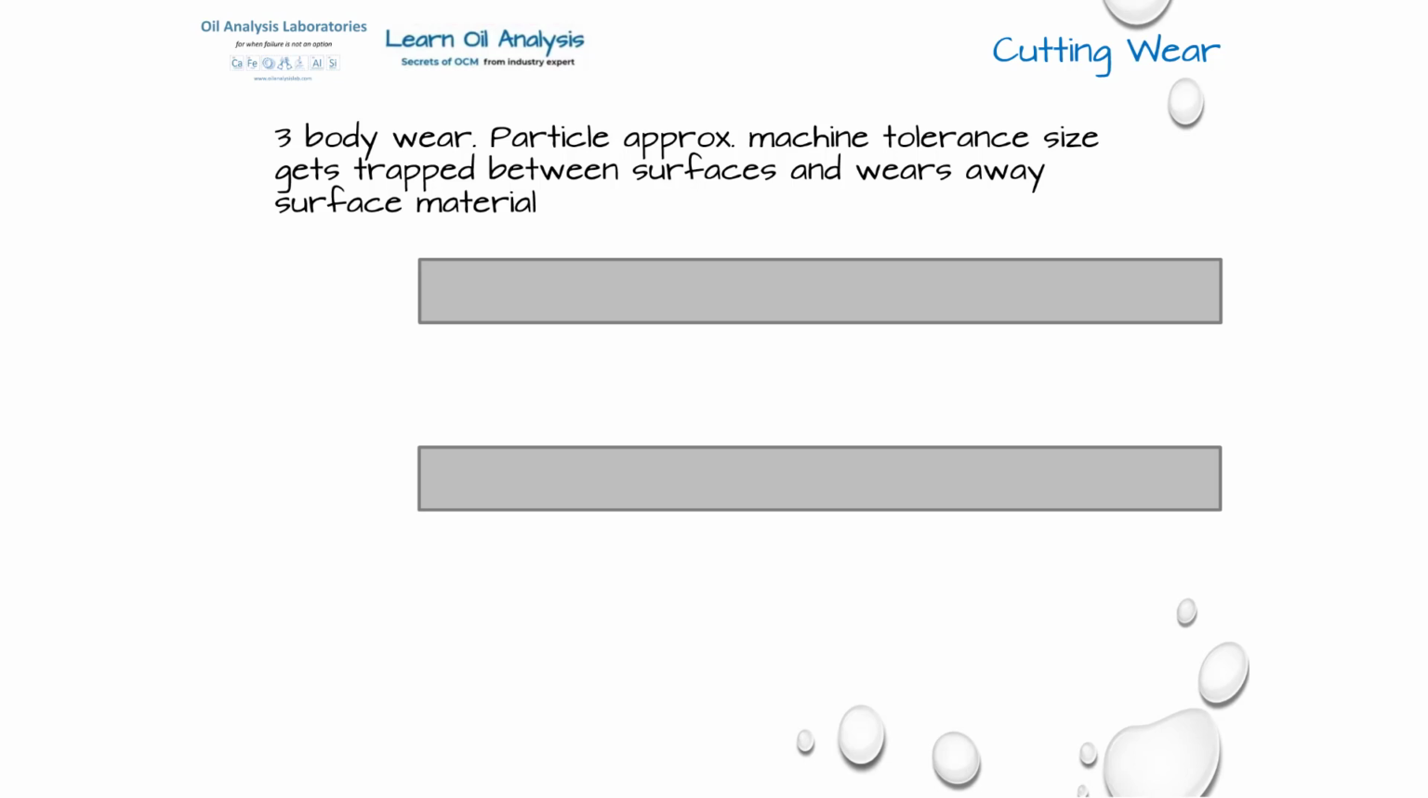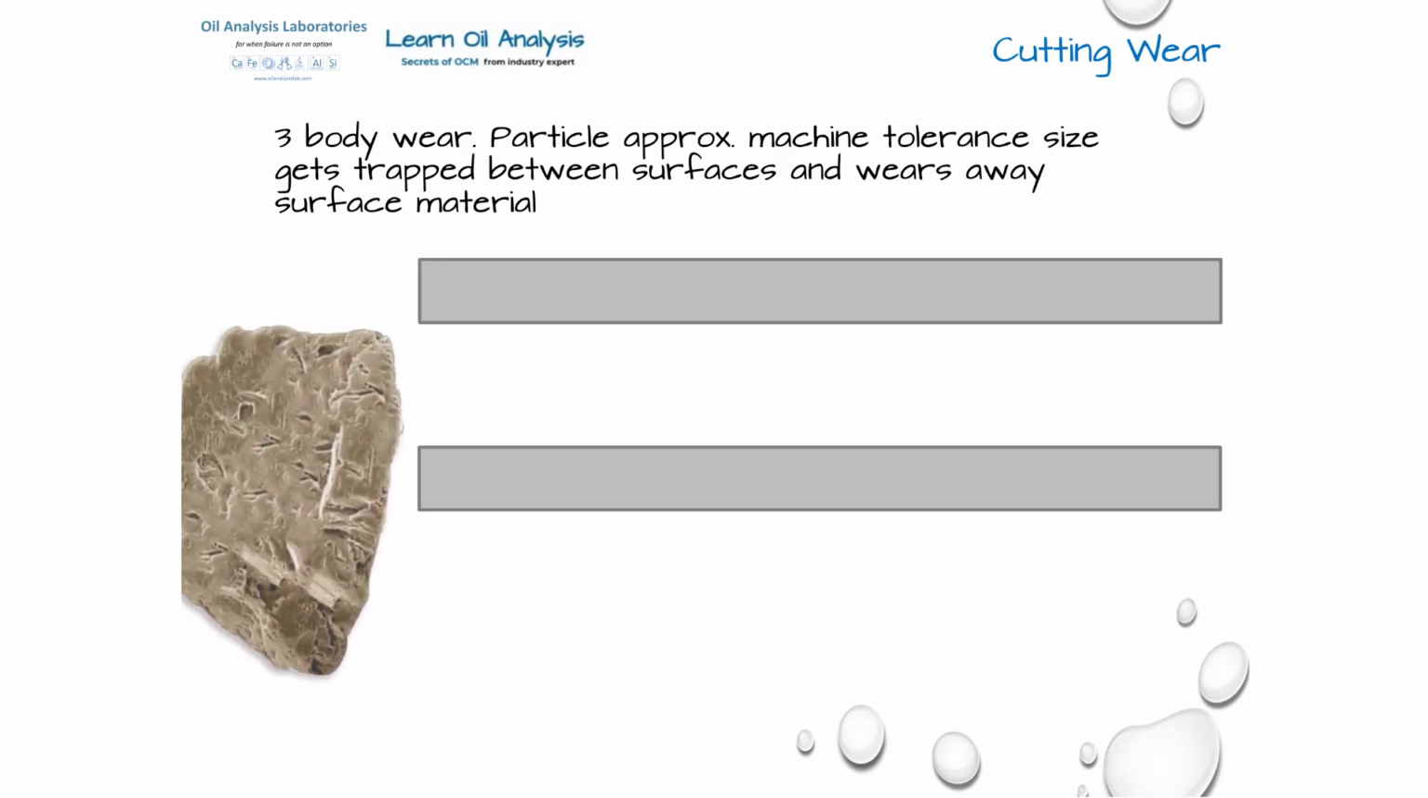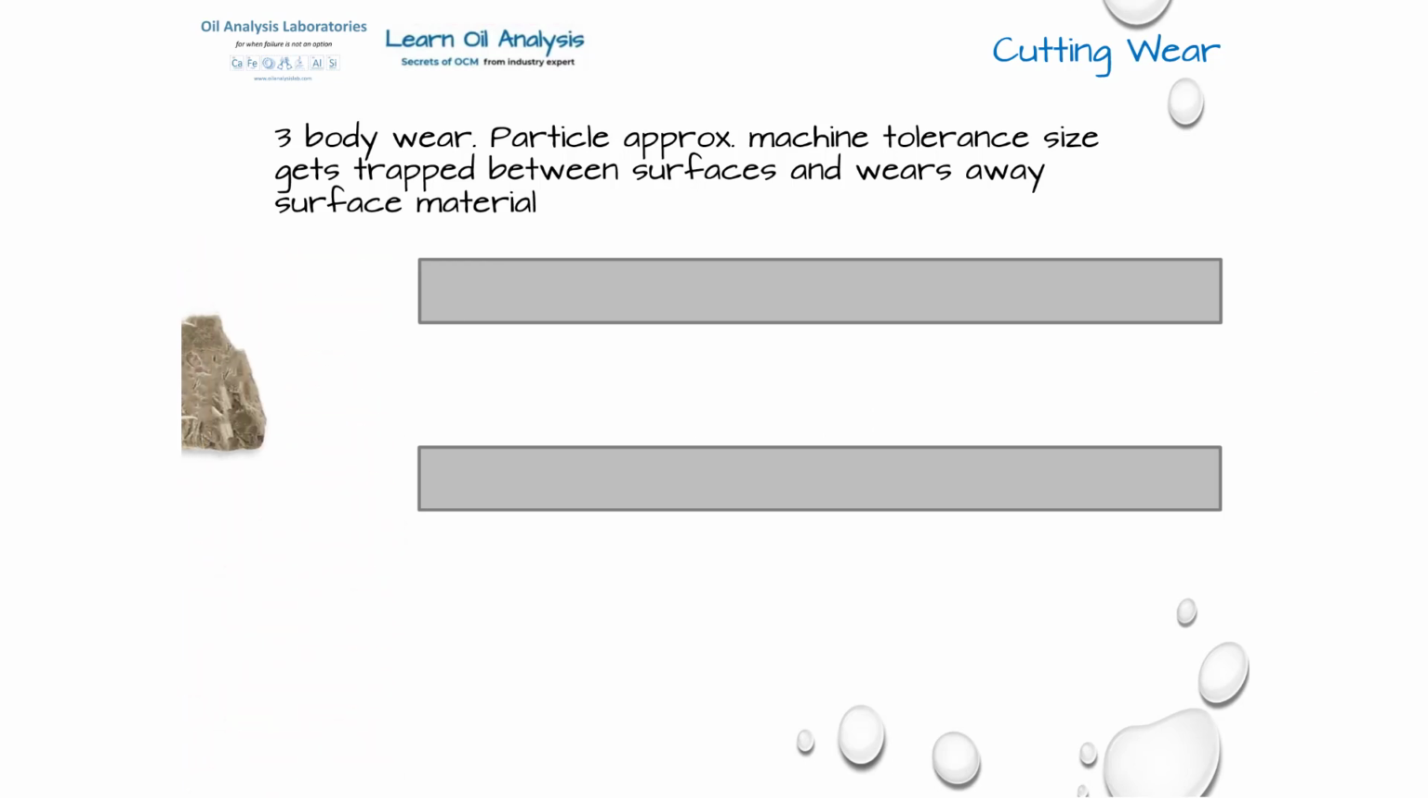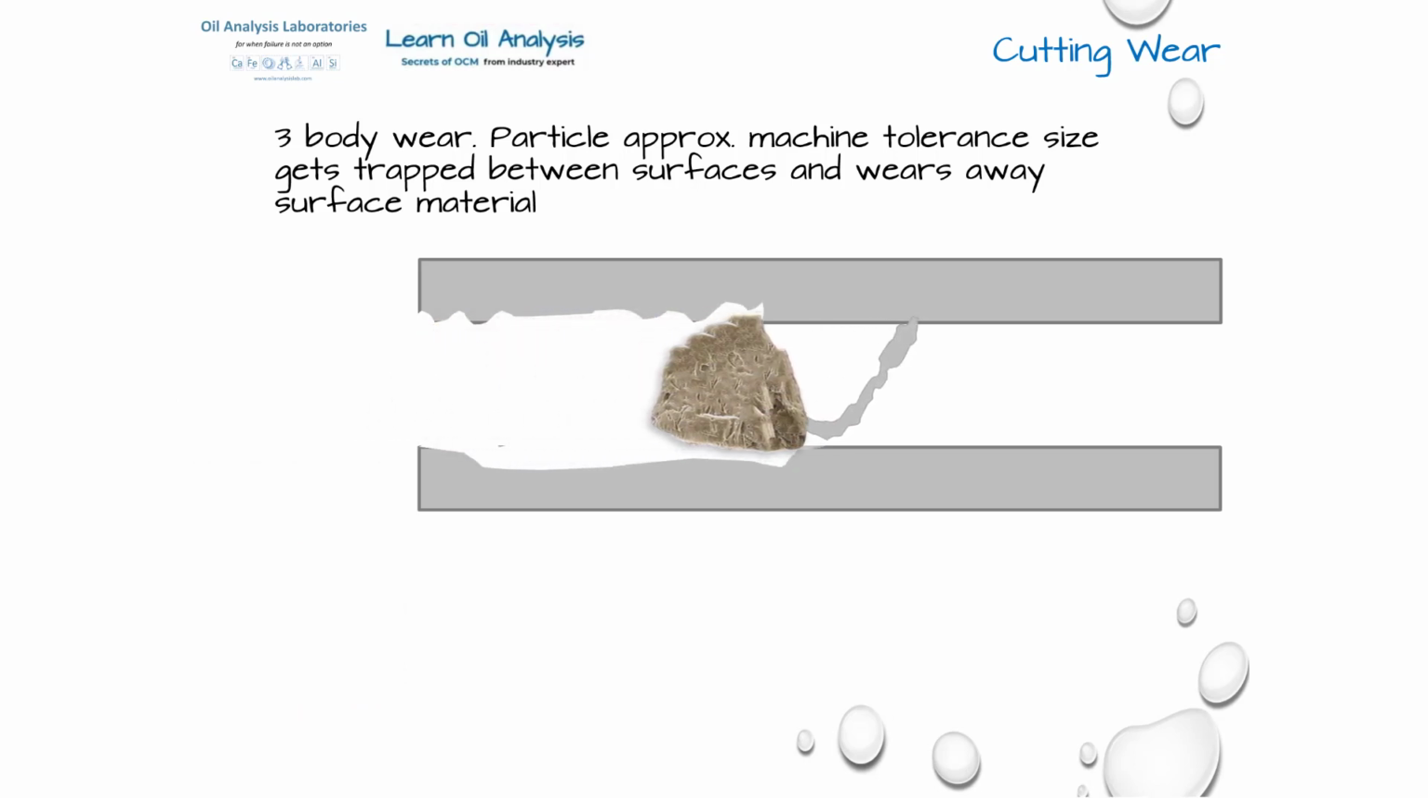To cause the most damage, an abrasive particle needs to be about the same size as the tolerances of the system. This is because too small and it passes straight through, doing little damage, and too large it never gets to these areas in the first place. This Goldilocks of abrasive particles is perfectly sized to go through and causes a lot of damage.